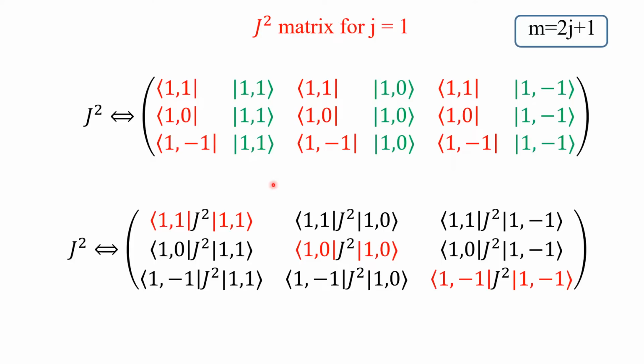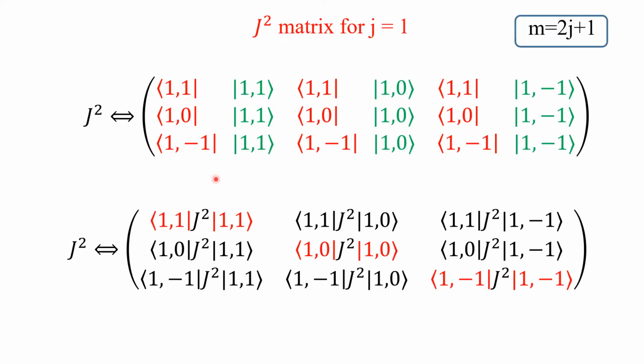Similarly, about the column vector. The ket vectors, you know very well, are column vectors. Here, in the first column you will have 1 1, m equal to 1, in the second column m equal to 0, and in the third column m equal to minus 1, which I have shown in green color. I have shown the ket vector, that is the column vector, in green color, and in red color the row vector, which is the bra vector.